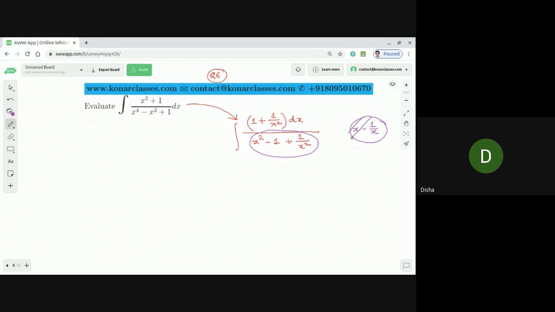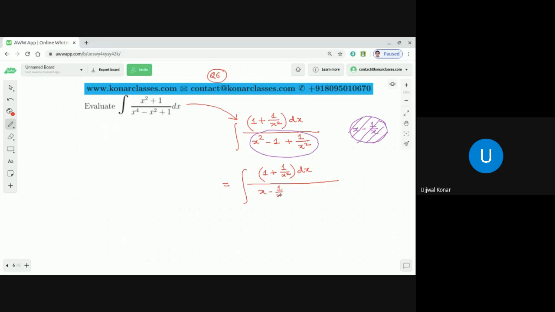Okay, so this is your back of your mind. So that's why I'm just striking off that. I need to bring something like this. Now, how to bring that one? That is quite a simple algebraic simplification. You write whatever is there in the numerator, 1 plus 1 by x square into dx, and in the denominator, what I'm writing is x minus 1 by x whole square.